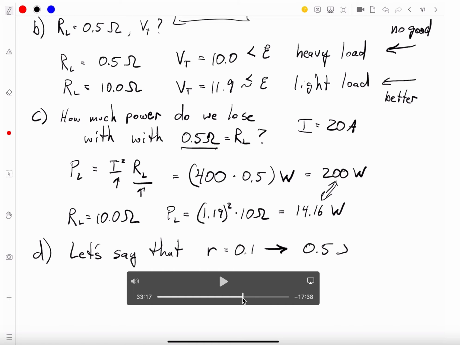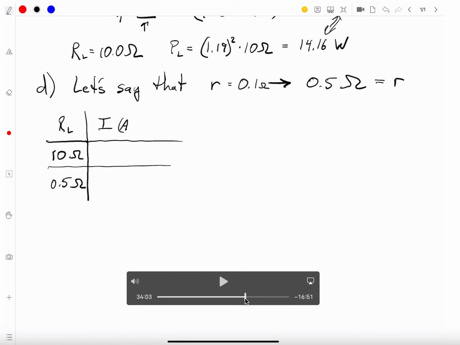So part D. Let's say that the internal resistance that was 1.1 ohms goes up. You know, the battery heats up, or who knows what happens as things go. But the internal resistance isn't going to be constant for a battery. We're going to consider it constant in this class, but it's not always constant. This is a situation where it changed, and it went as high as 0.5 ohms. So that's our new internal resistance.